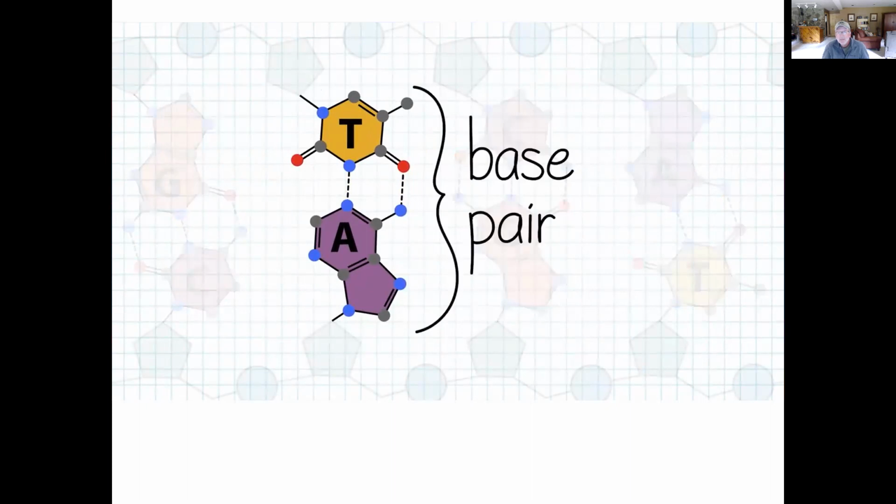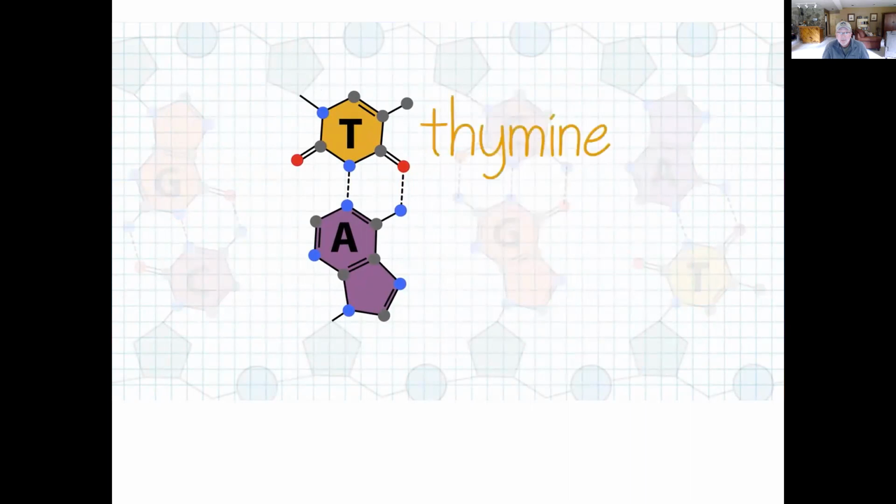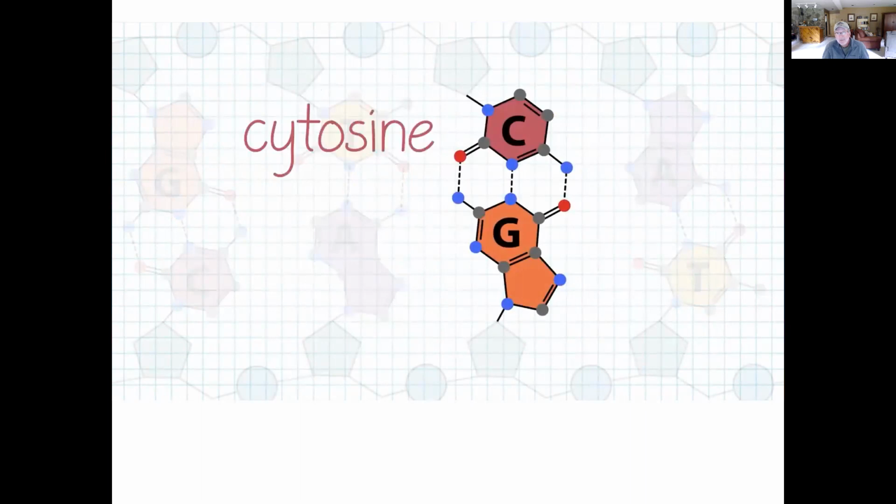The hydrogen bonding contributes to the specificity of base pairing. Thymine preferentially pairs with adenine through 2 hydrogen bonds, and cytosine preferentially pairs with guanine through 3 hydrogen bonds.